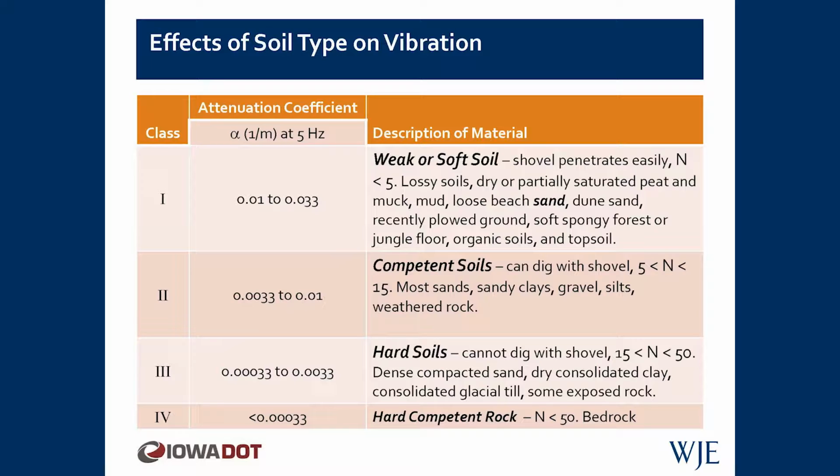So class 2 is a competent soil, and that might be what you experience mostly in areas where the soil has already been there for a long time. It's a relatively stable soil, but it's still a soil, and it can be dug easily. That's called a class 2 soil, and that would be most sands, sandy clays, gravel, silts, and weathered rock. And then class 3 is a hard soil. You cannot dig with the shovel. It would be dense compacted sand, dry consolidated clay, consolidated glacial till, and some exposed rock.